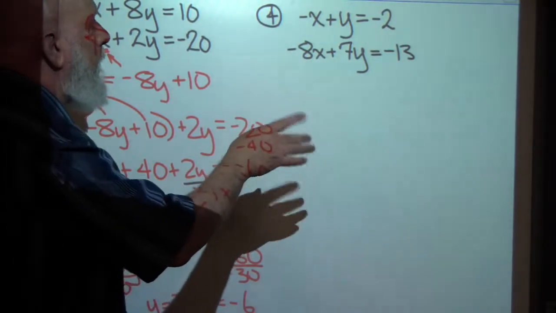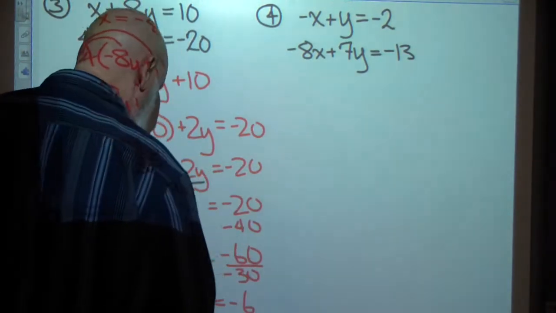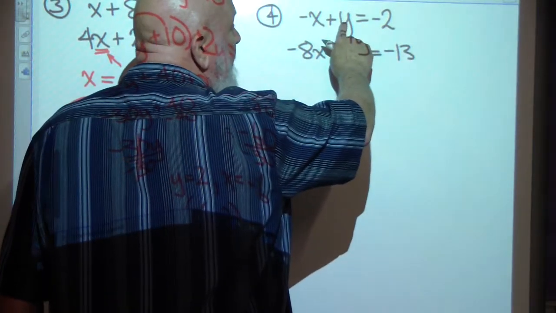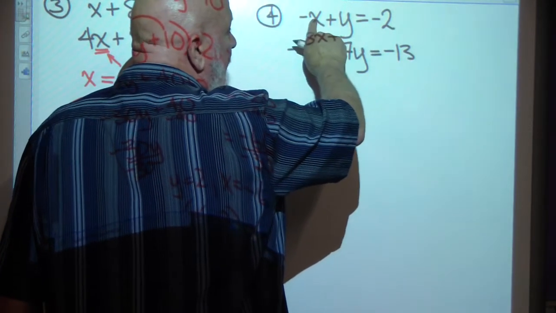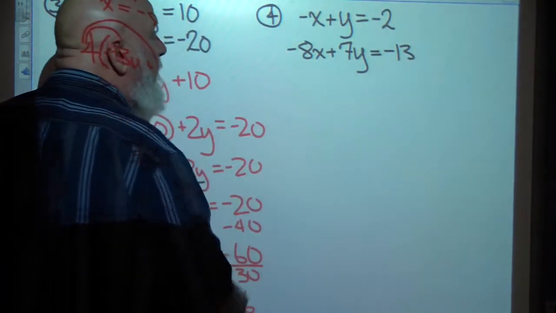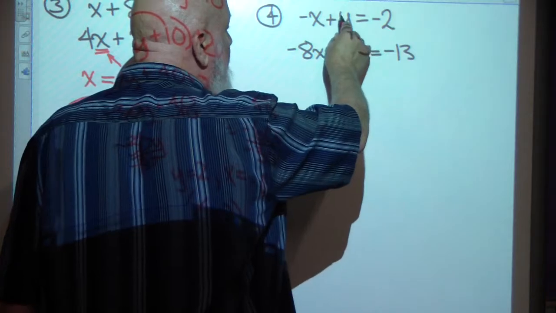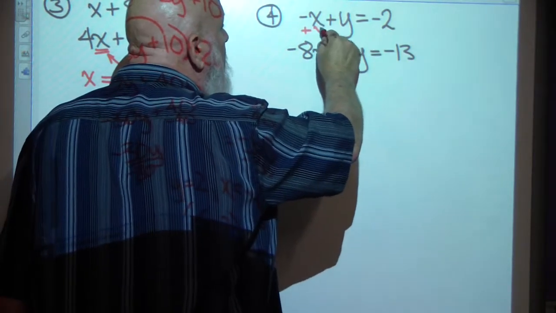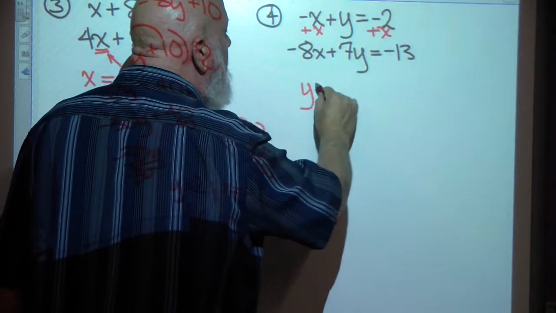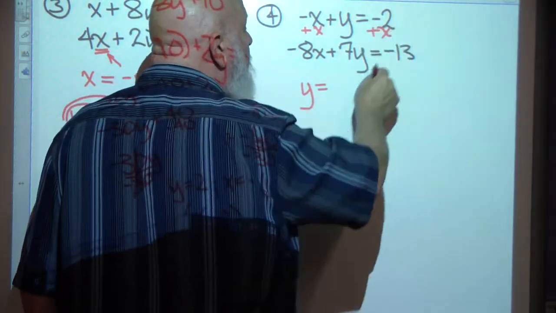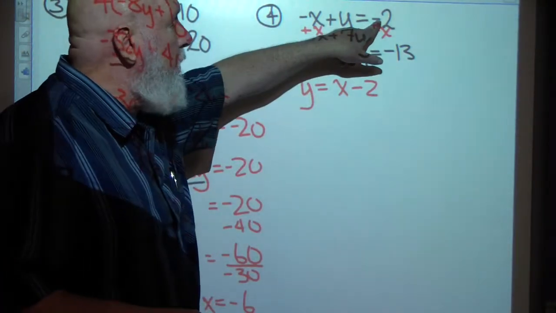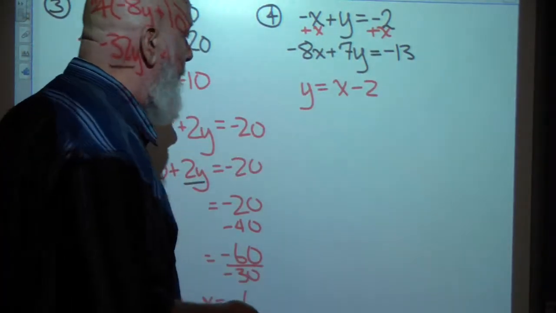Step 1 is solve either equation for either variable. So I'm going to solve this equation for y, because to me that's the easiest one to solve for. If I just add x to both sides, y is by itself. Solving means getting one of the variables by itself. So I'm going to add x to both sides, and I'm going to say y is equal to x minus 2. I like to put my variable first. You don't have to. You could have called this negative 2 plus x, and you get the same thing.